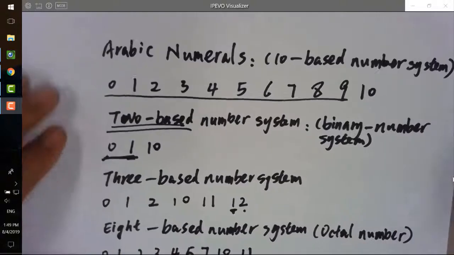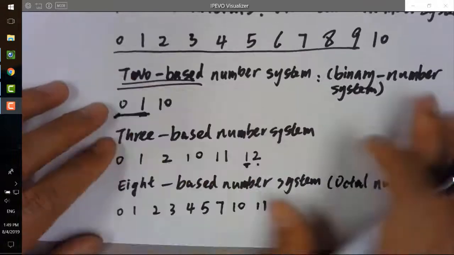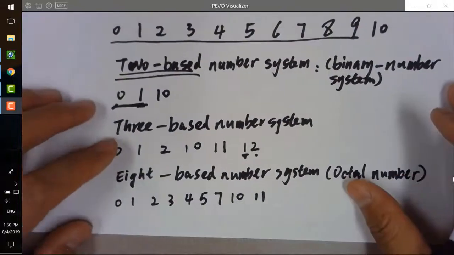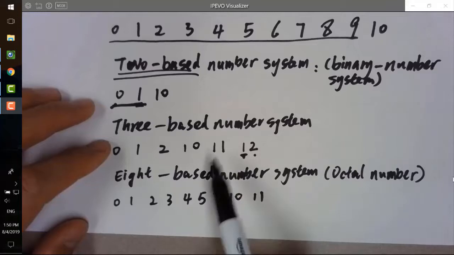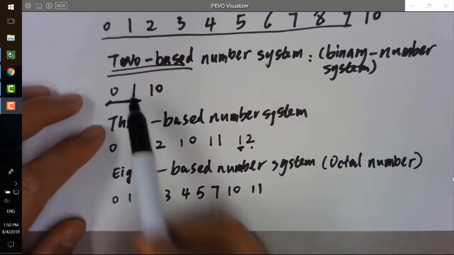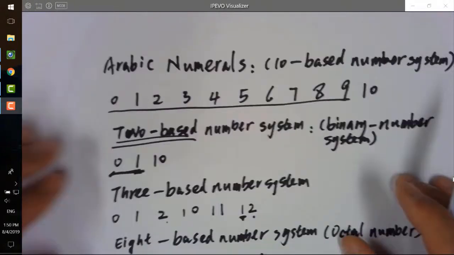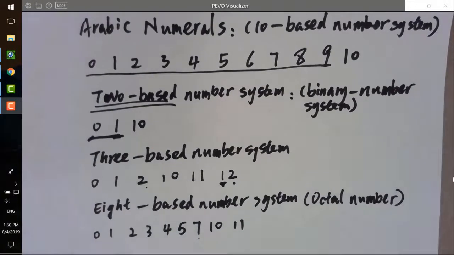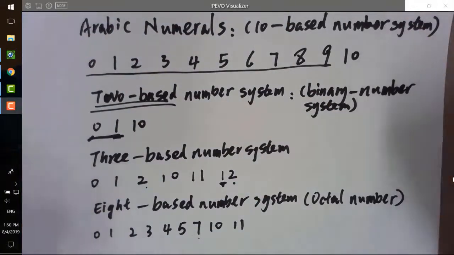Okay, this is how we use the existing Arabic numerals to have different types of number systems. The only difference is you just carry at a different number. That's it. Instead of having a carry after 9, you carry after 1, after 2, after 7. So this is just an introduction. However, we're going to have more examples. I'm going to summarize all the important numbers into one big table for you.